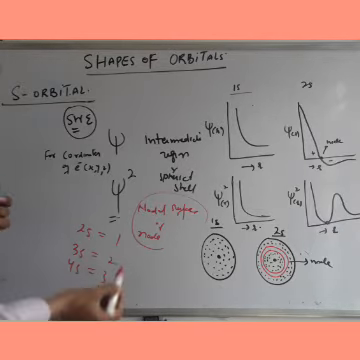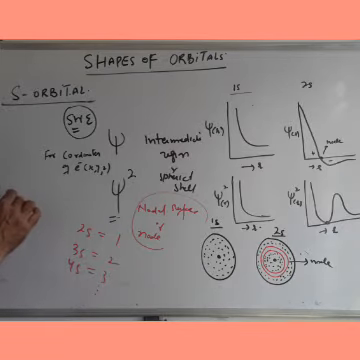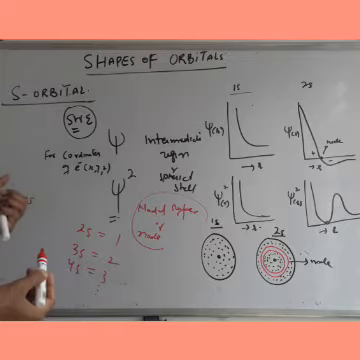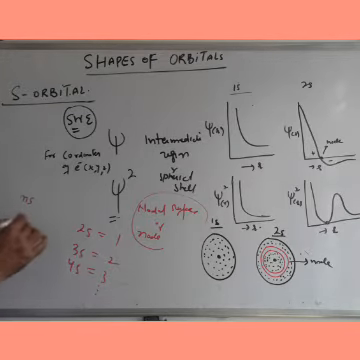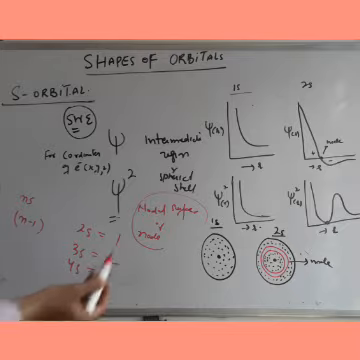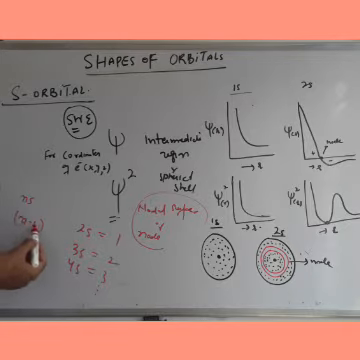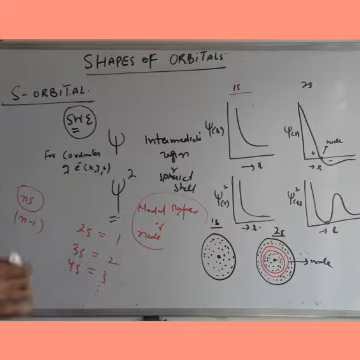So in general, if we have an ns orbital, it has n-1 nodes. For example, if n is 2, then n-1 is 2 minus 1, that is 1. So generally speaking, an ns orbital has n-1 nodes.